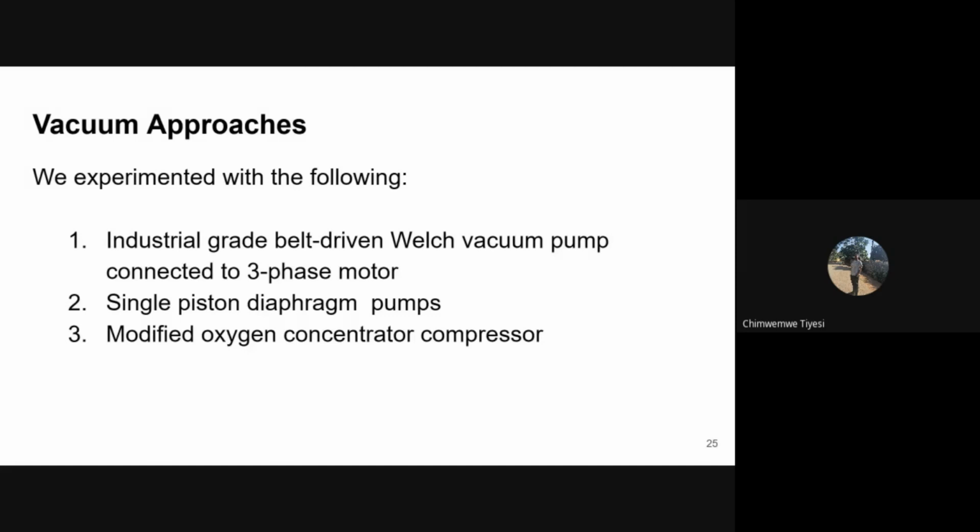Just as a reminder, as we discussed earlier, for successful regeneration of zeolite, we need a combination of dry air exchange, vacuum, and also heat. For the vacuum approaches, we experimented with an industrial grade belt-driven vacuum pump, which we connected with a three-phase motor. Later on, we switched to a single piston diaphragm pump, which is just DC power. Then we modified an oxygen concentrator compressor to work as our vacuum pump.